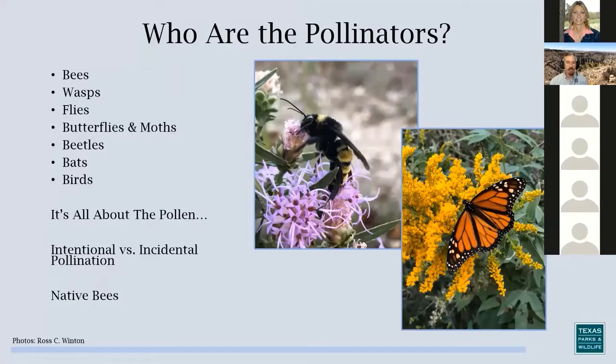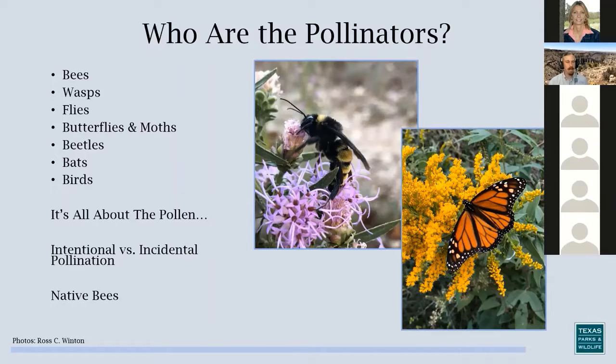Any species that basically moves pollen from one plant to another or transports pollen can be considered a pollinator. So if you brush up against a plant and get pollen on yourself and it happens to be delivered to another plant of the same species, you could be considered a pollinator. But usually when we think of pollinators, we think of bees and bats and birds, butterflies and moths. But really, there's a wide variety of wildlife species that can be considered pollinators. But really, it comes down to the pollen.